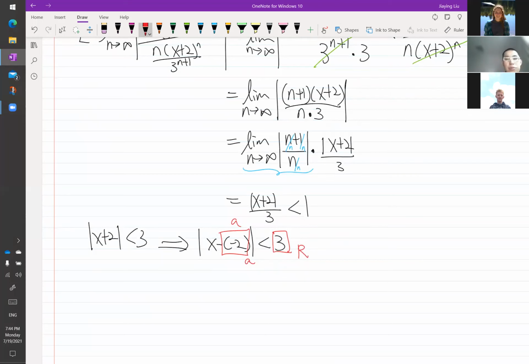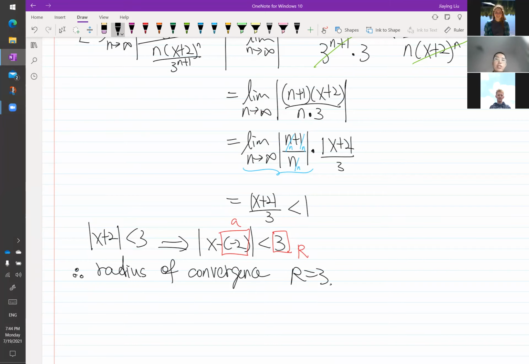A is -2 and R is 3. So therefore, we have radius of convergence R equals 3.